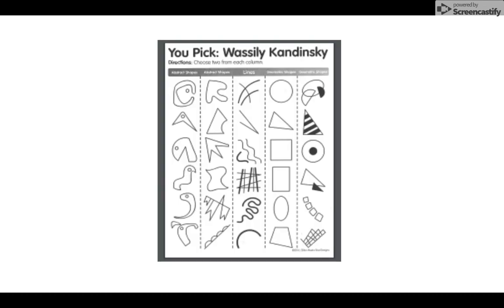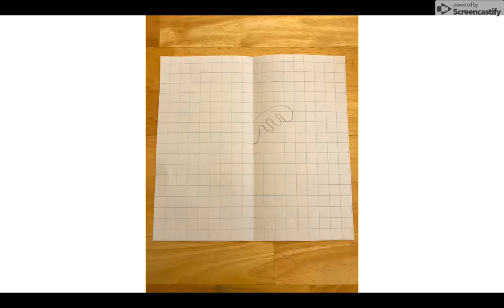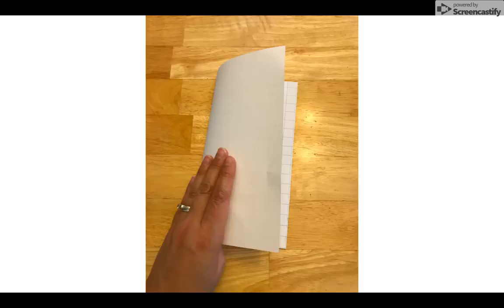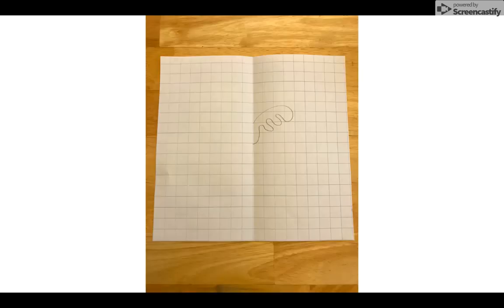To begin, you're going to need this handout from Vasily Kandinsky, and you are going to need some graph paper. You're going to begin by taking the graph paper and folding it in half so that you have a center line. Once you've done that, you're going to pick lines and shapes that you want to use in your project. I would like for you to come up with a theme, an idea, or an emotion.